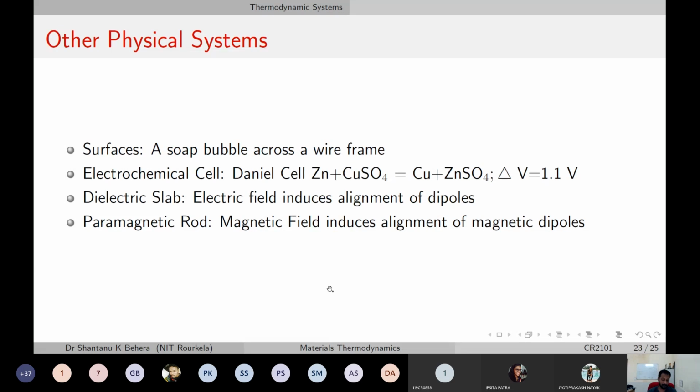Now, likewise, we're continuing to discuss some other physical systems. We talked about the case of a stretched wire. Now we can talk about other things as well, which you might have seen, might have experienced. Like surfaces. When you talk about surfaces, there are so many examples and then how does it work. But one example could be that of a soap bubble.